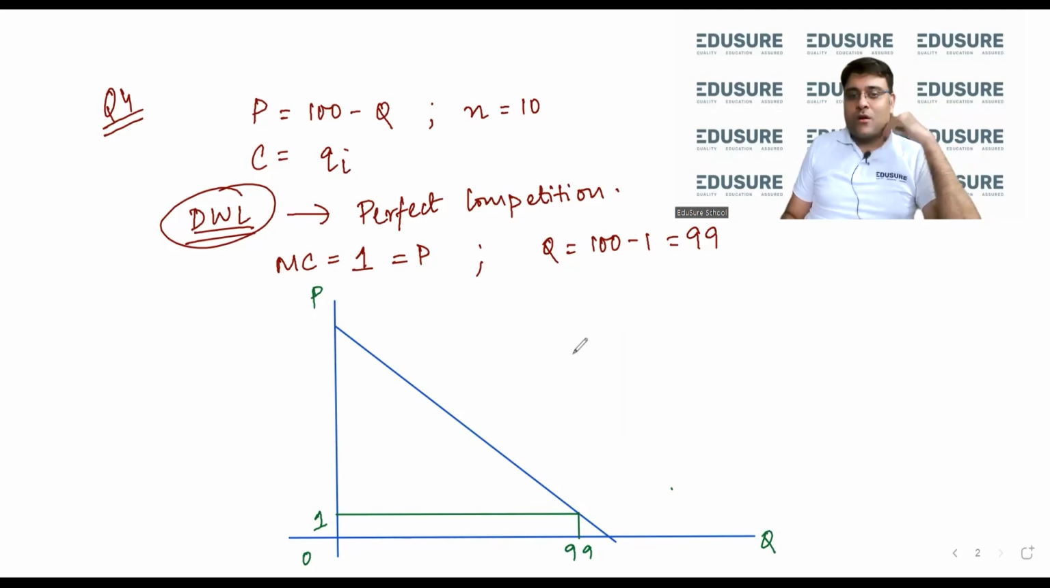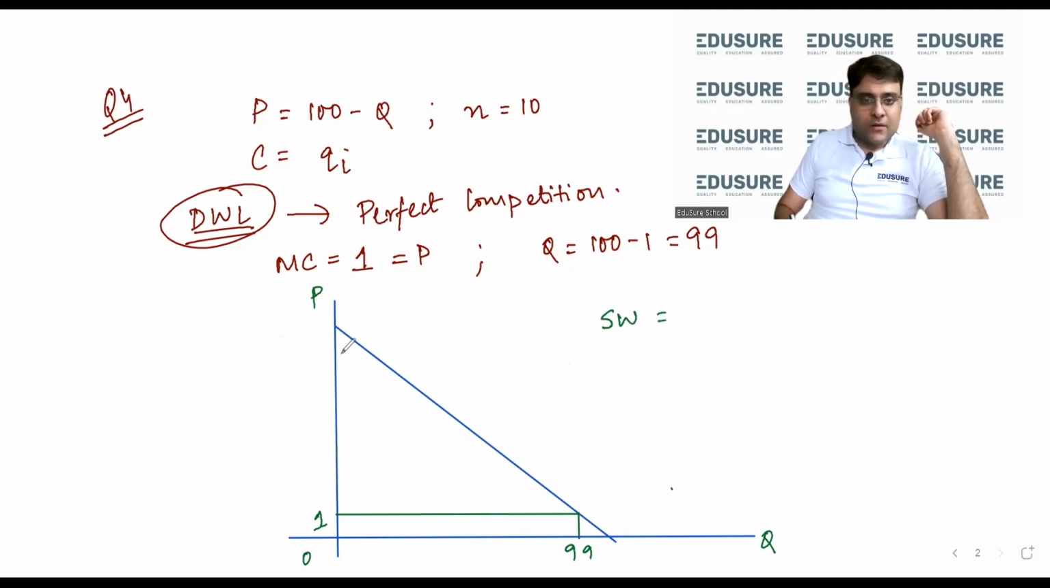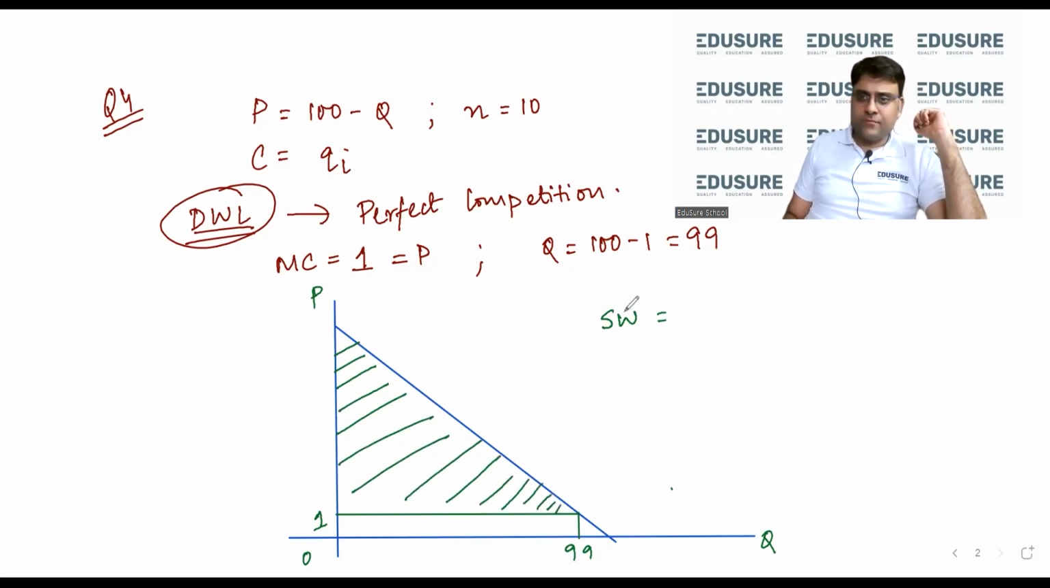Okay. Now, what is the producer surplus? The producer surplus is 0. There's no profit. So the entire social welfare is nothing but this shaded area, which is my consumer surplus, because marginal cost is equal to the price. So the profit is equal to price multiplied by quantity minus the cost, which is the quantity itself. Profit is 0, which is also equal to the producer surplus. So social welfare is only equal to the consumer surplus.